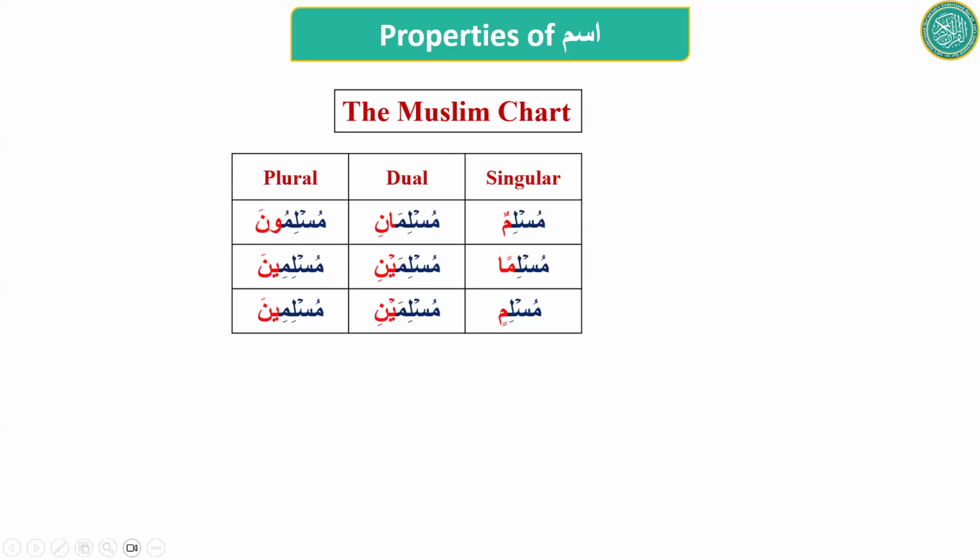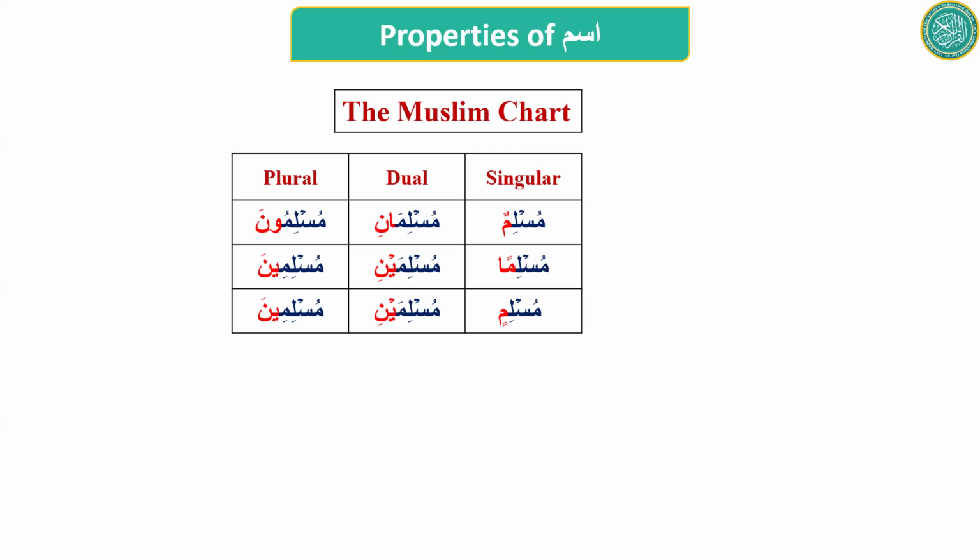To learn this, we learned the Muslim chart: Muslimun, Musliman, Muslimin. All these three words mean a Muslim. Then for dual we had Muslimani, Muslimaini, Muslimaini. These three words mean two Muslims. And for plural we have Muslimuna, Muslimina, Muslimina. The last three words mean more than two Muslims.